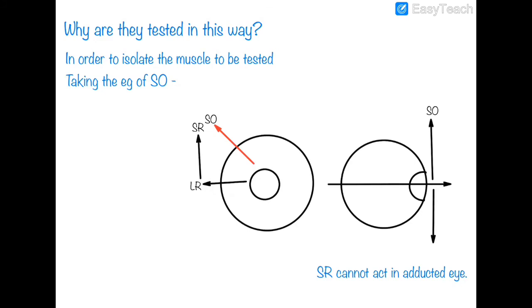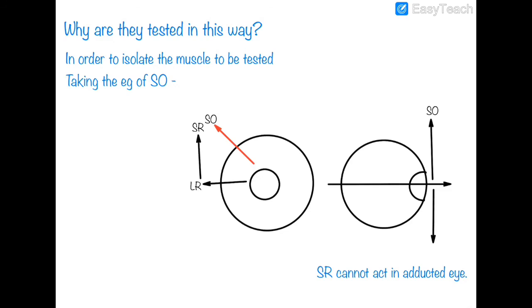But it will seem to the examiner that the subject can perform this maneuver, while in the real case his superior oblique is paralyzed and he is performing this action with the help of lateral rectus and superior rectus. So to avoid this confusion, the eyeballs are moved in such a position that only the muscles to be tested are isolated and no other muscles can function.